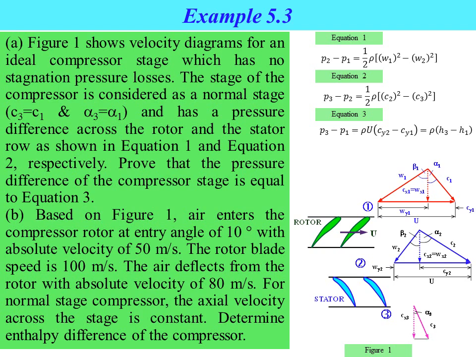Okay, question B. Based on figure number 1, air enters the compressor rotor at an entry angle of 10 degrees with an absolute velocity of 50 meters per second. The rotor blade speed is 100 meters per second. The air deflects from the rotor with an absolute velocity of 80 meters per second. For a normal stage compressor, the axial velocity across the stage is constant. Determine the enthalpy difference of the compressor.